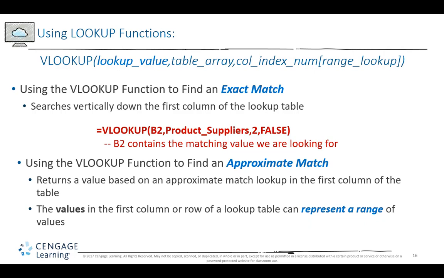When we're working with an approximate match, we'll be returning a value based on a range of values that match in the first column of the table. This is useful for when we're trying to find quantity discounts, shipping charges, income tax rates, which would be a range of values based on criteria that would be stored in the first column of the lookup table.